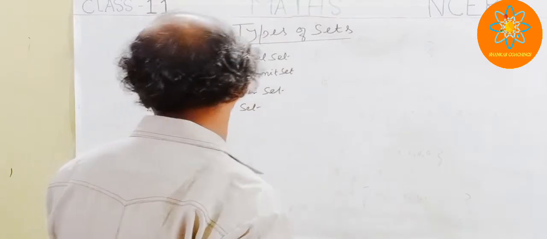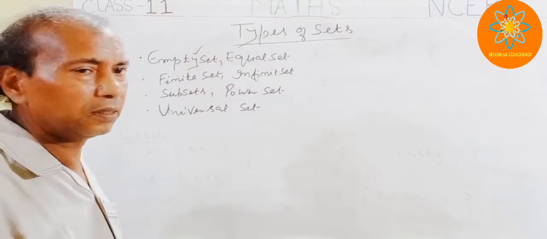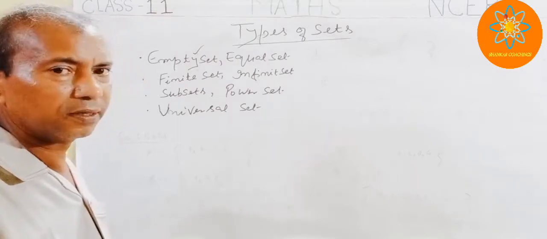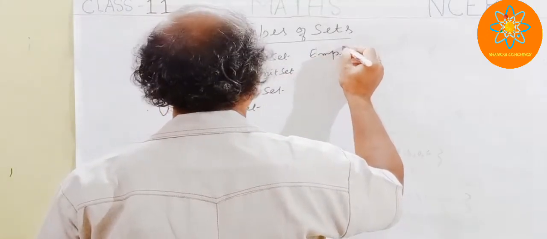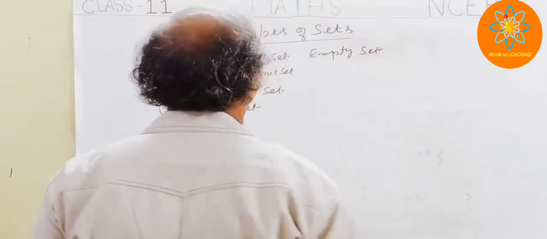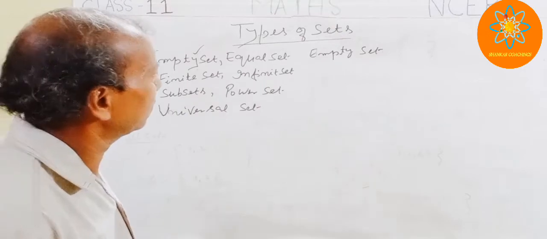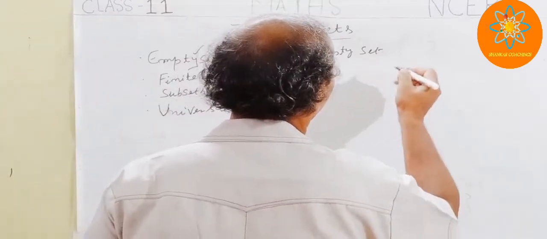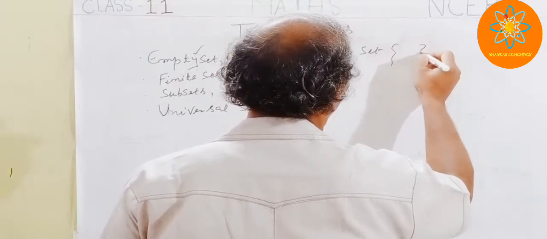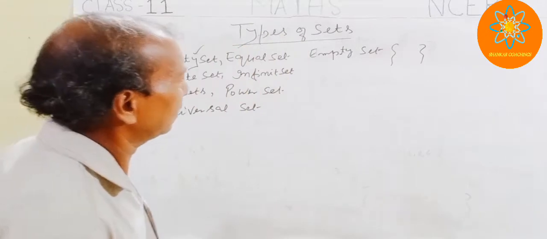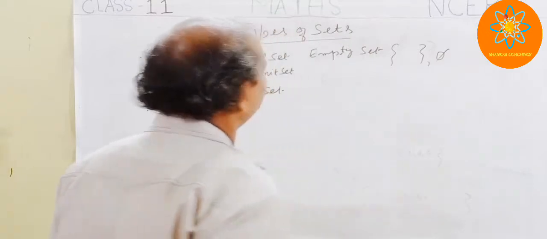Empty set means what? If there is no member in the set, that is called the empty set. So empty set means there is no member in the set. For example, if I represent it like this, this is the empty set. Sometimes we write it as phi also, so that is the empty set.